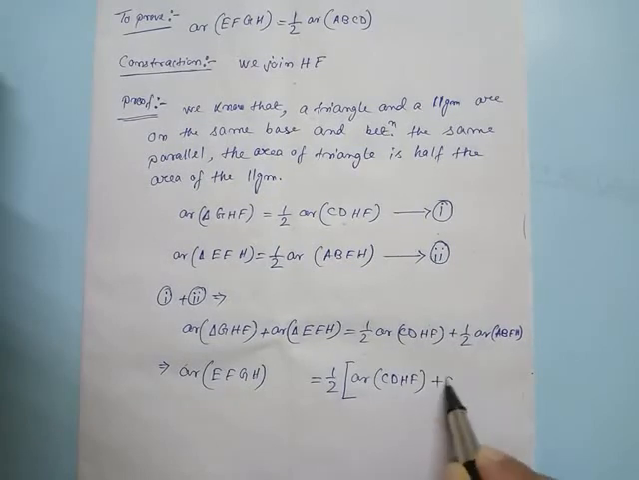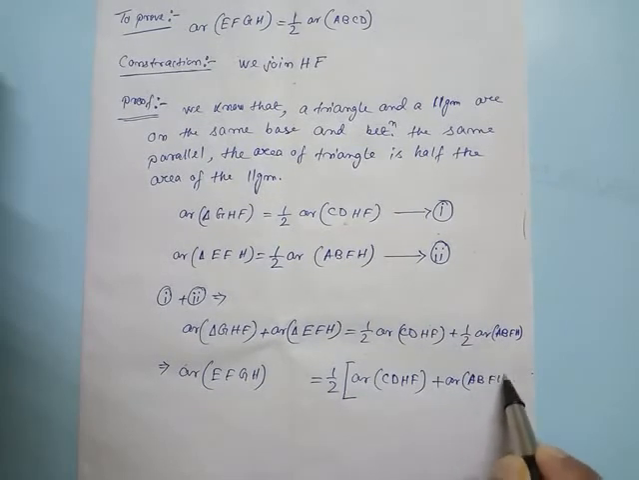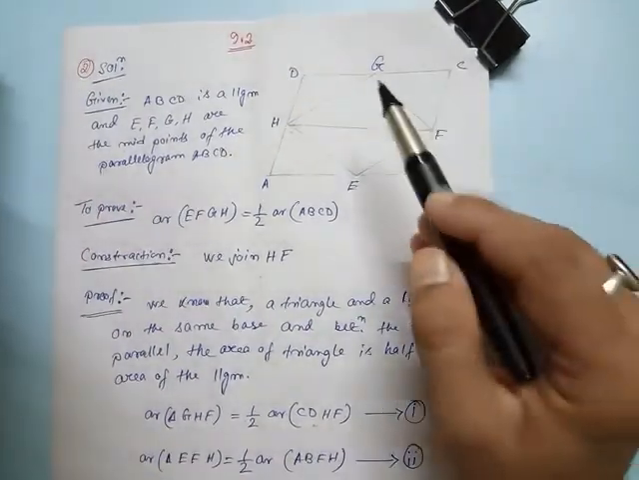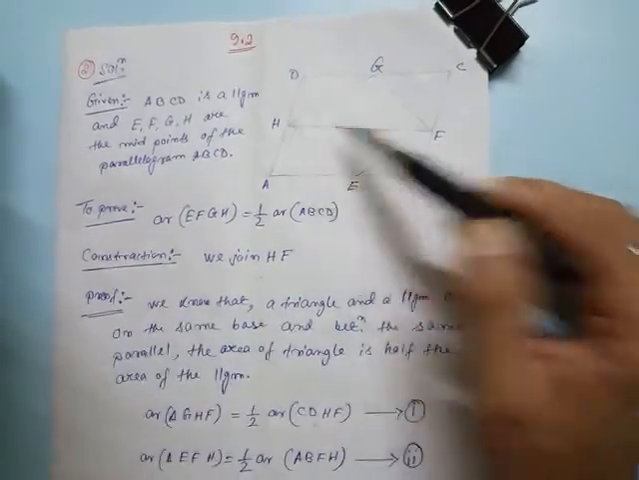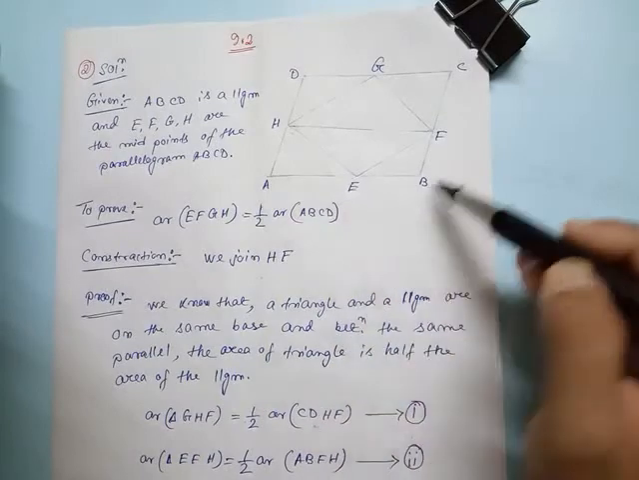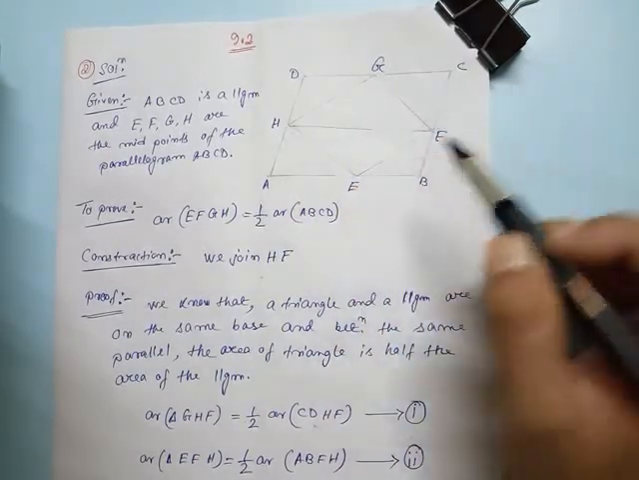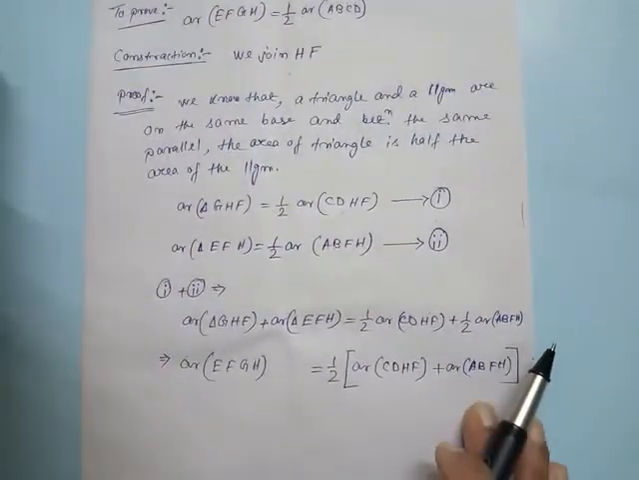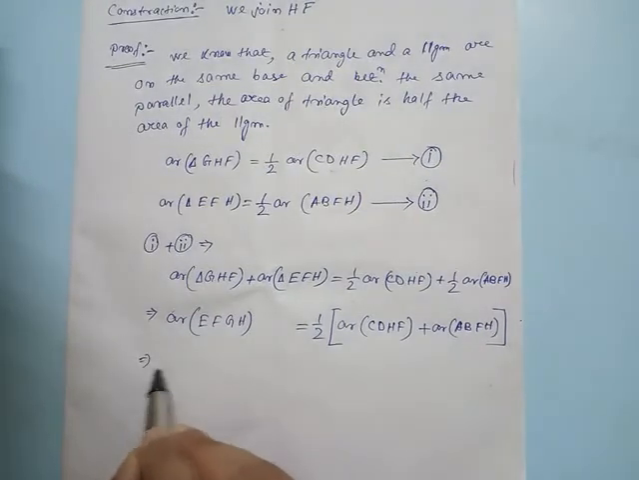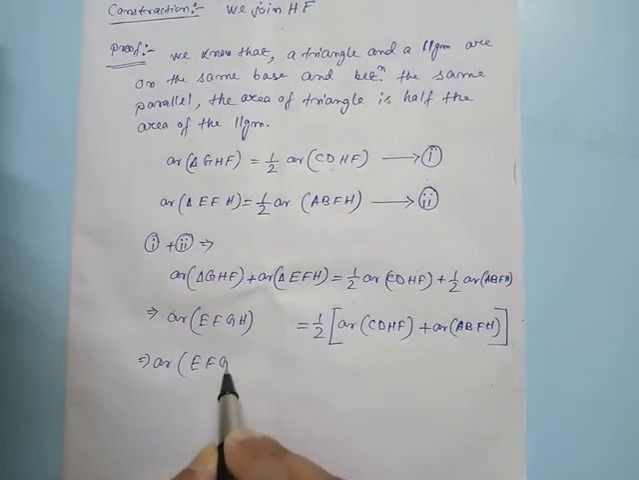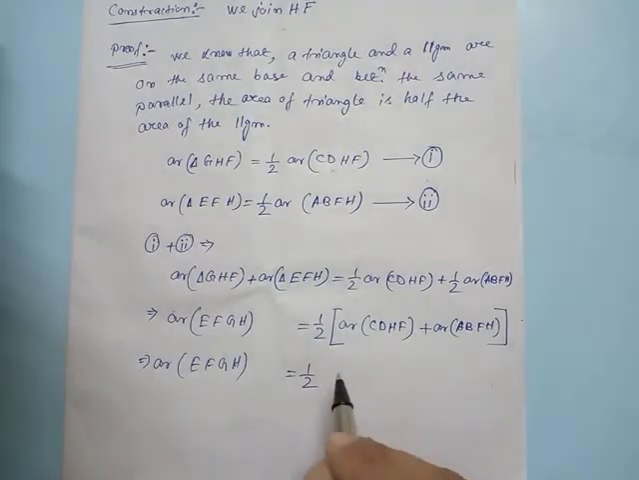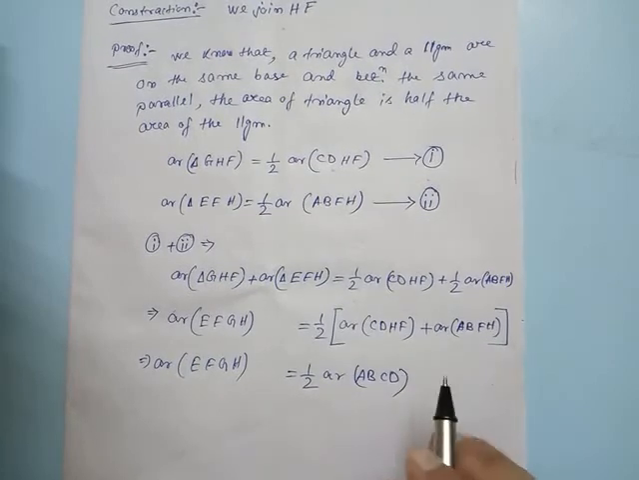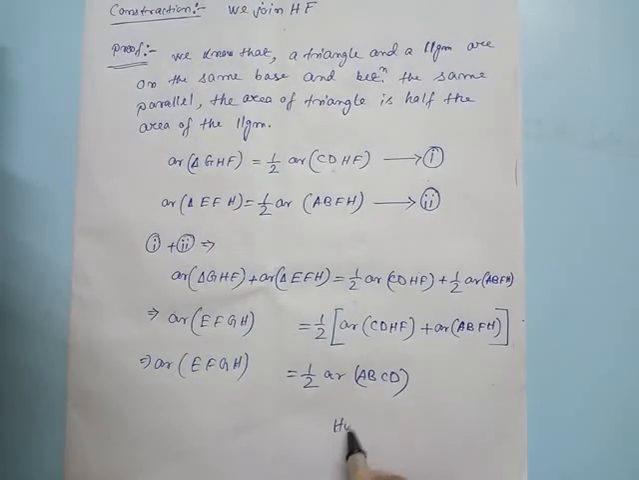of CDHF plus area of ABFH. Now look student, look in the diagram. If I add CDHF and ABFH, these two parallelograms, we will get ABCD. So I will write here now area of EFGH equal half area of ABCD, which is our ultimate answer. Hence proved.